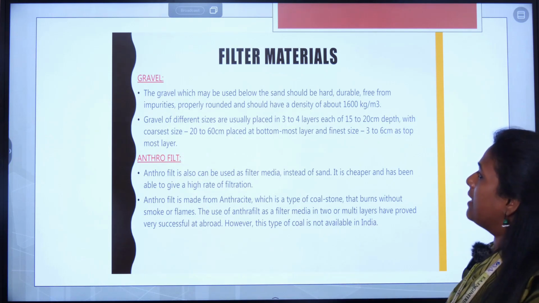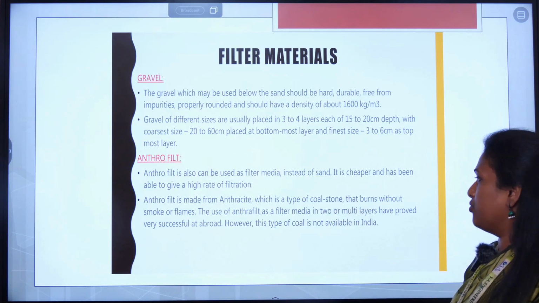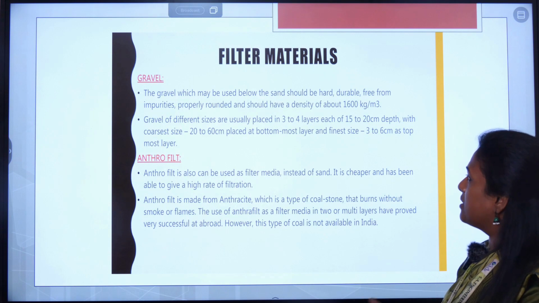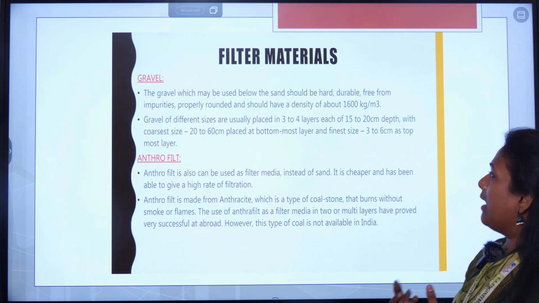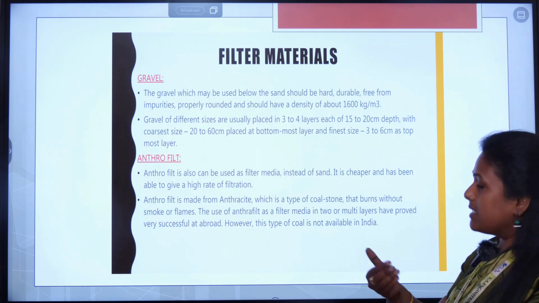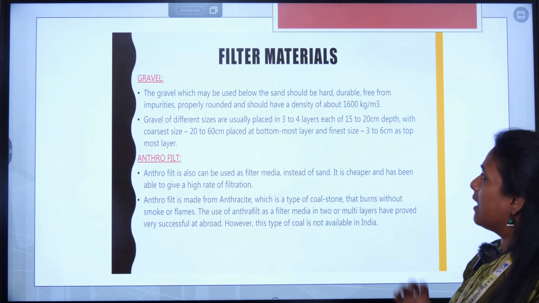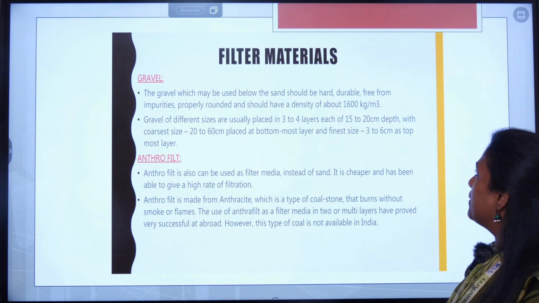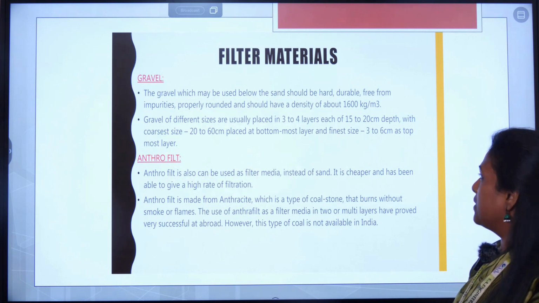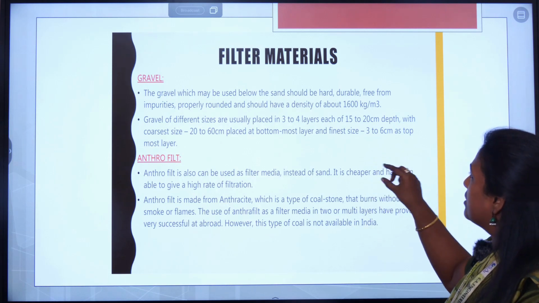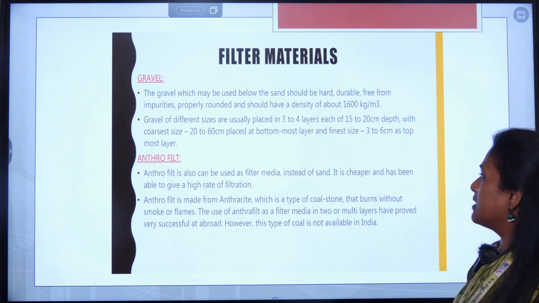Apart from sand, we can also use gravel and anthrafilt. Gravel is generally used below the sand. After the sand we can put some layers of gravel, with a density of 1600 kg per cubic meter, placed as 3 to 4 layers of 15 to 20 centimeter depth, with 20 to 60 centimeter placed at the bottom.